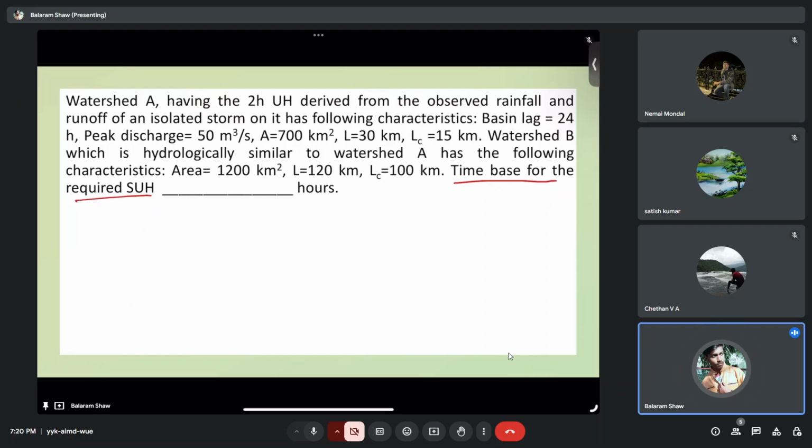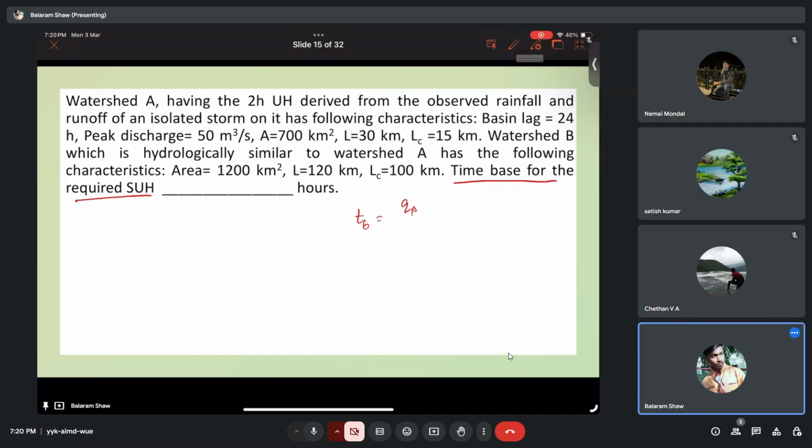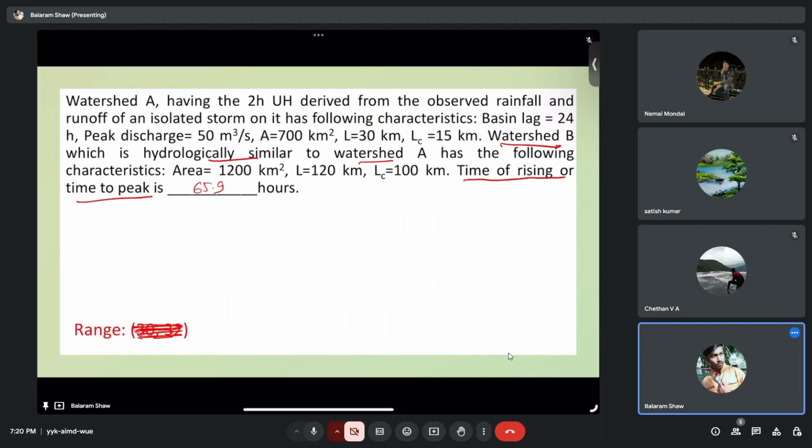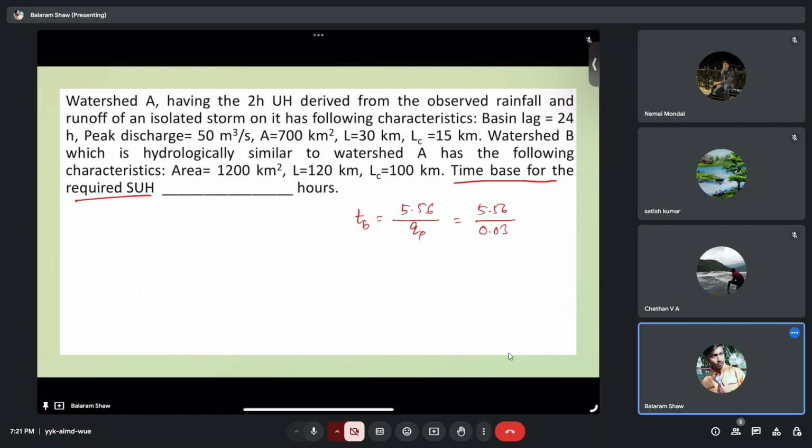So we know time base, how we can find time base TB equals to 5.56 by QP. That is equals to 5.56 divided by QP, which is 0.03, right? Yeah, 0.03. So 5.56 divided by 0.03, somewhere near 185.3 hours. Again here I made a mistake. It will be 185.3 hours. Okay. Any question? This is simple. We'll use the equation. We'll get to the solution.